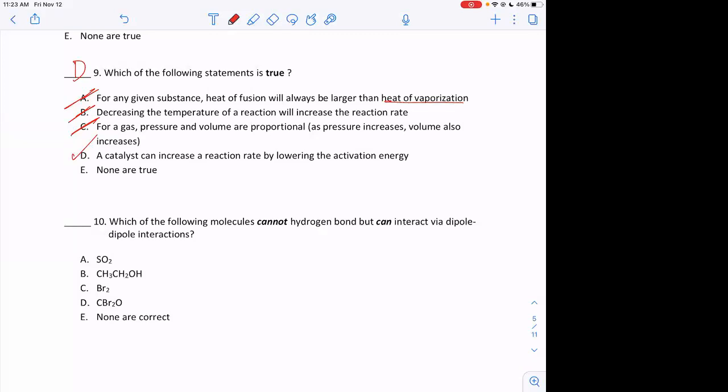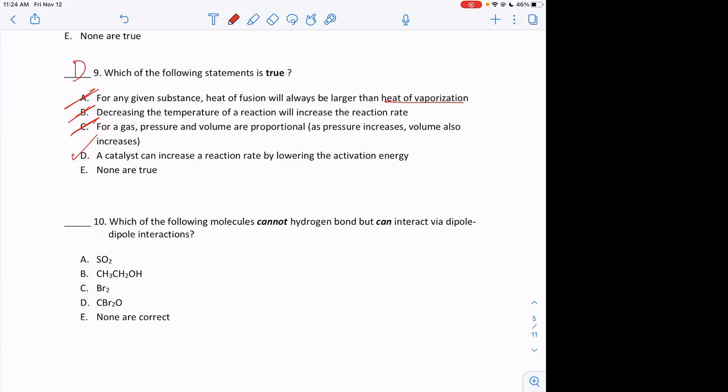Last one, number 10, which of the following molecules? I actually accepted 3 answers here. Which of the following molecules cannot hydrogen bond but can interact via dipole-dipole interactions? Now here's the deal. I did not say in pure form, and I should have, because in my head I was intending it to be in pure form.